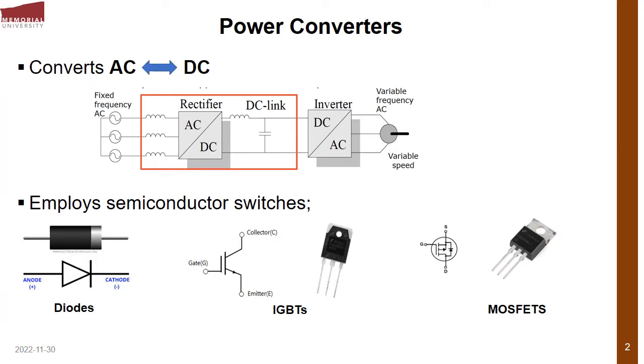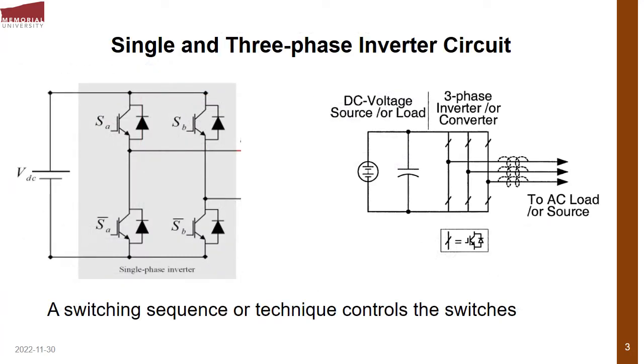The operating switches that we are going to be using can either be diode, IGBT, or MOSFET, depending on what is available to be used at the present moment and what we prefer to use. So we have a single or three-phase inverter circuit. The single phase has 4 switches and the three phase has 6 different switches. So this is the operating circuit of our power.